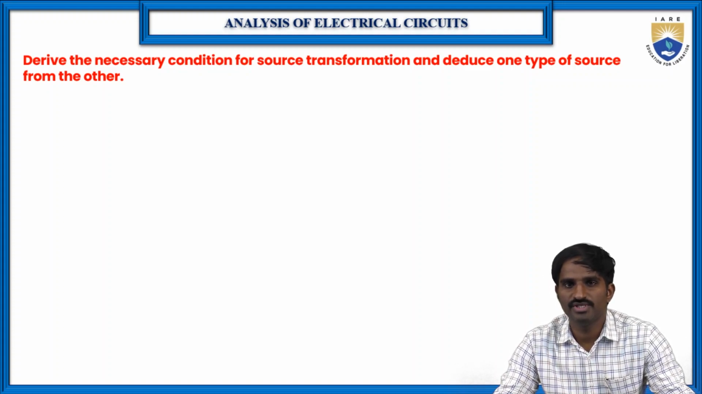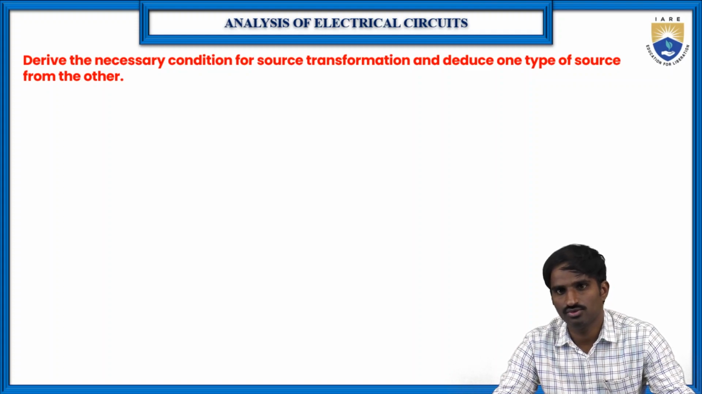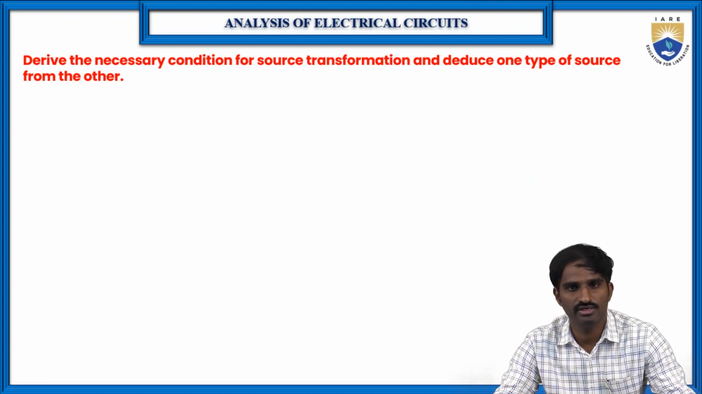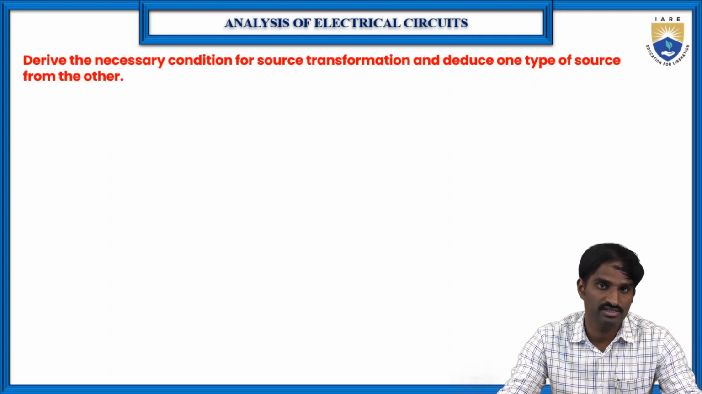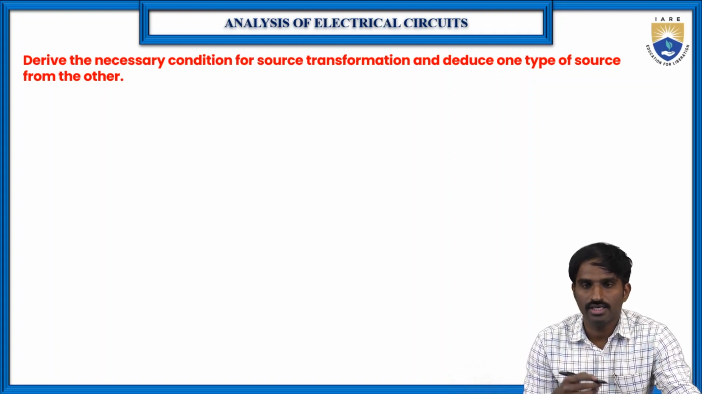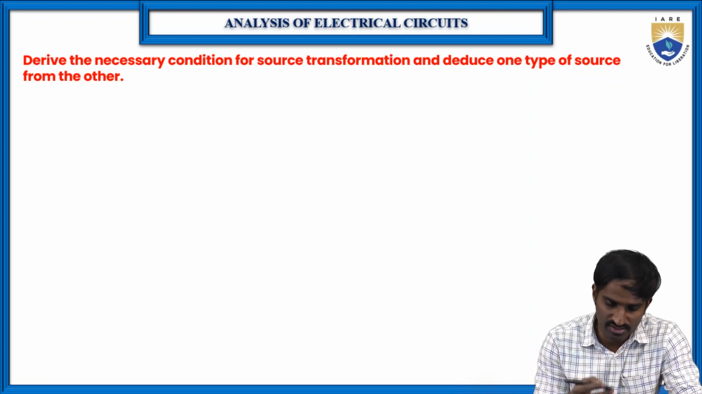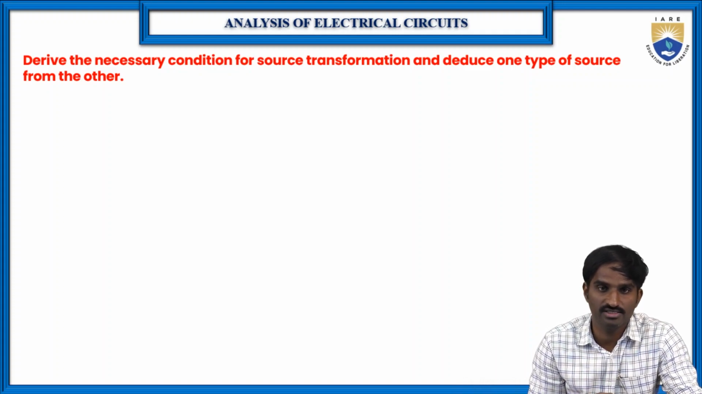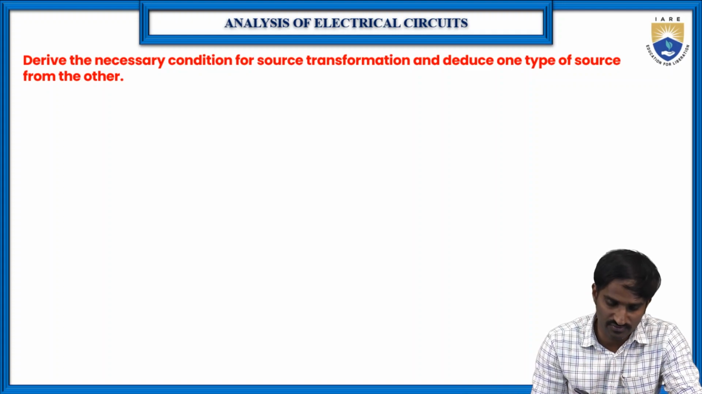In the case of an ideal source, there is no internal resistance that we usually consider, but in the case of a practical source we should consider the internal resistance also, which means practically every source has its own internal resistance. If it is a voltage source, then the internal resistor is connected in series with the source, and if it is a current source, then the internal resistor is connected in parallel with the current source. Those are the necessary conditions, which means to transform a voltage source to a current source, the voltage source must have an internal resistance connected in series.